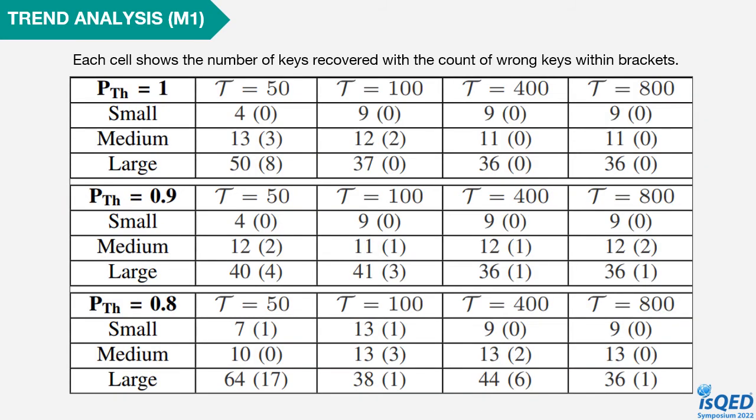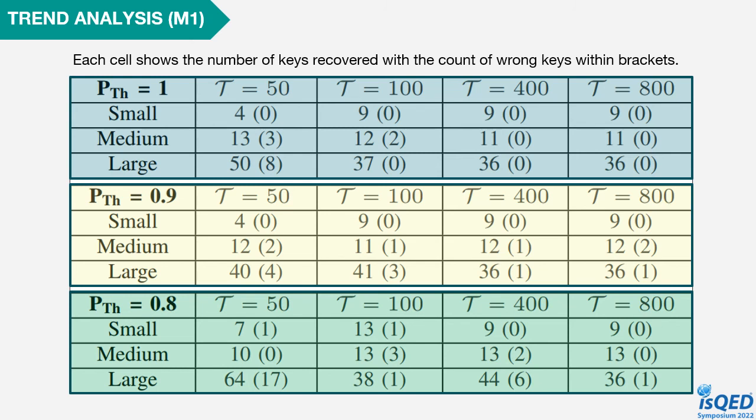Here in this trend analysis, we can see the number of keys recovered, and the ones in brackets are the wrong keys. For probability threshold 1, we can see there are certain wrong keys for lower tau values, but as we move on to higher values like 400 and 800, the error rate is totally finished. Now for probability threshold 0.9, this is the data, and for probability threshold 0.8, this is the data. Here we can see that as we move away from probability threshold 1, the error rate is still there. So let's use probability threshold 1 for our work.